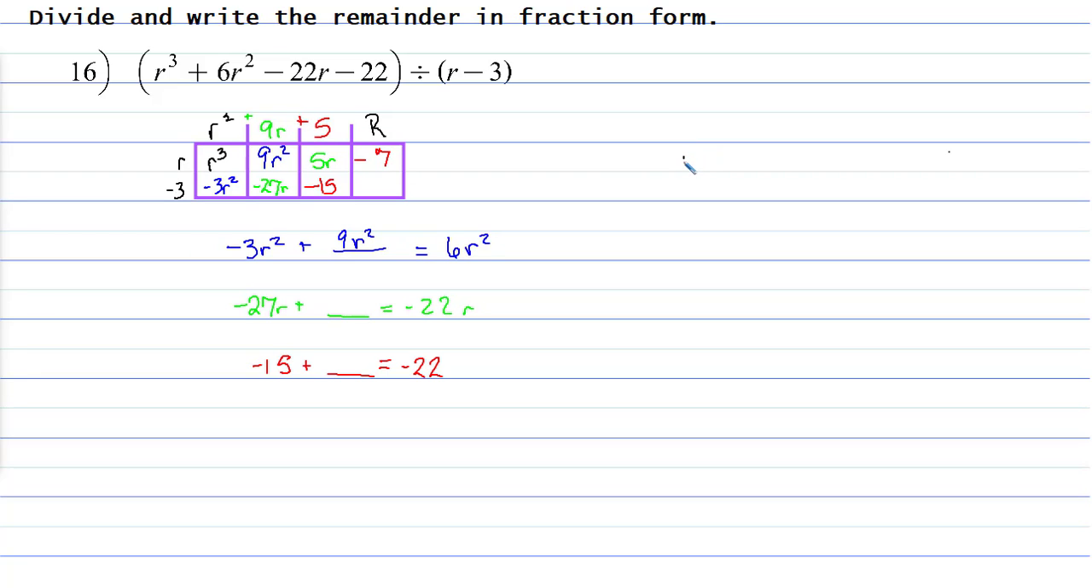So now let's write our answer. R squared plus 9r plus 5. That's a negative 7, so it's going to be minus 7 divided by r minus 3.